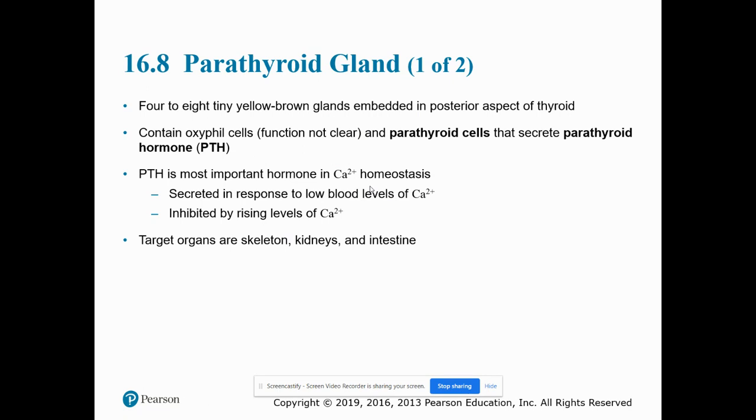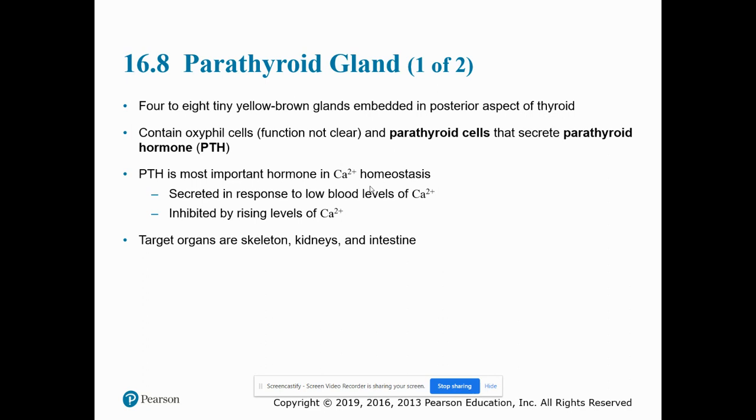And then we have the parathyroid gland. 4 to 8 tiny yellow-brown glands embedded in the posterior aspect of the thyroid. They contain oxyphil cells, where there's no clear function known. And then the parathyroid cells, which are going to secrete parathyroid hormone. And parathyroid hormone is the most important hormone in calcium ion homeostasis. So parathyroid hormone is going to be secreted in response to low blood calcium levels, and it's going to be inhibited by rising calcium levels. And the target organs are going to be definitely the skeleton, as well as the kidneys and the intestine.